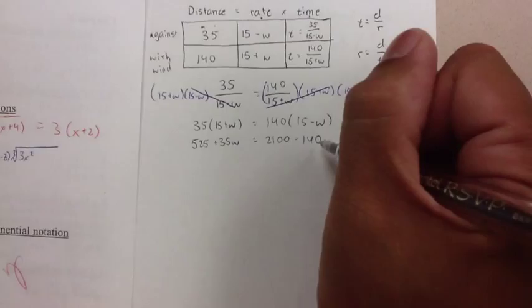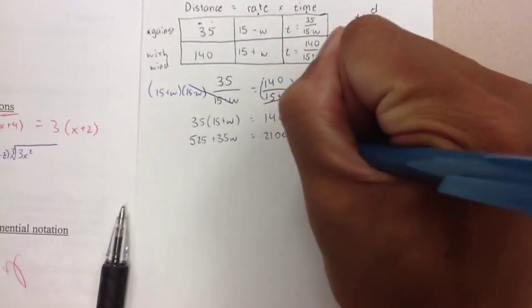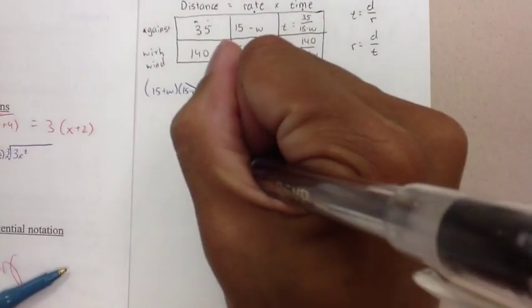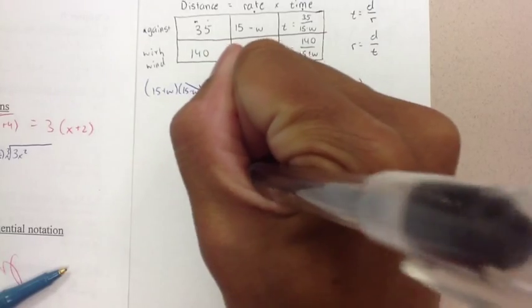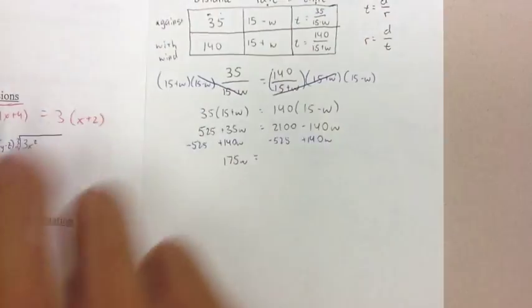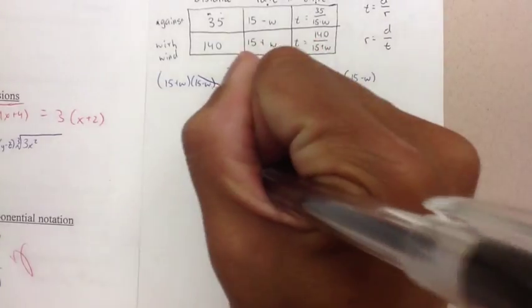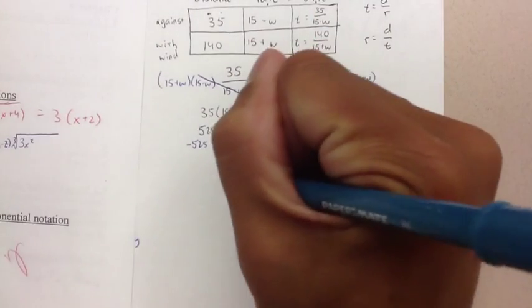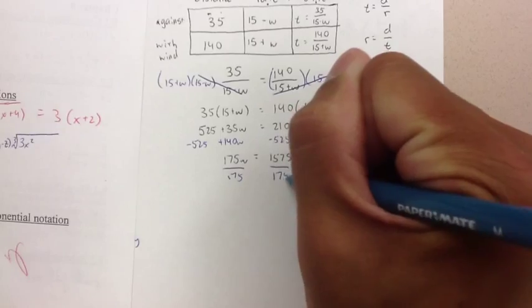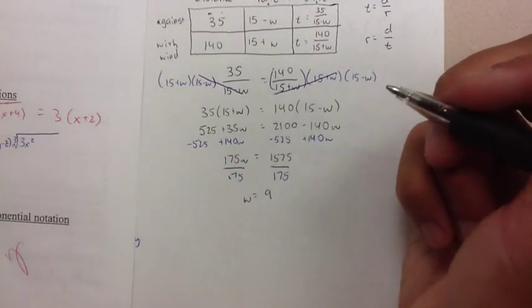Just get things to one side. I'm going to add 140w to both sides, and that's going to equal 175w. I'm also going to subtract 525 from both sides, and that gives me 1575. And by dividing both sides by 175, w equals 9. So the rate of the wind is 9.